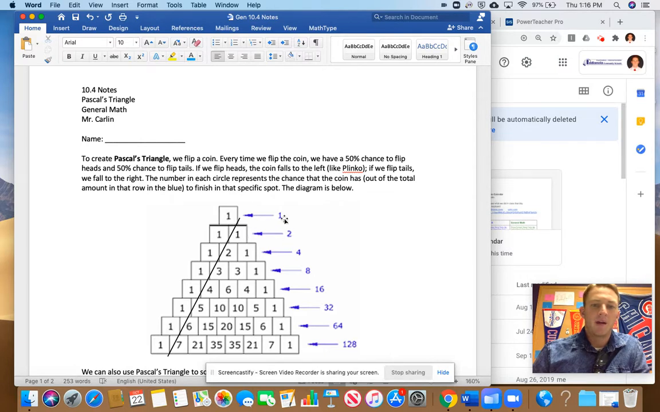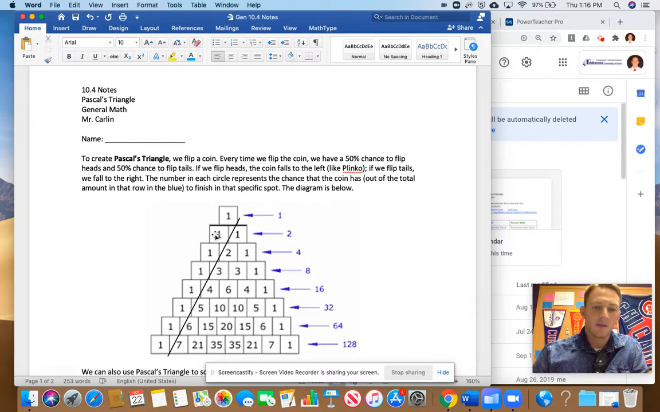So here's the first row, right? We just start with 1, and then we have two different options. We could either flip a heads or a tails, so that's 50-50. Well, half of 2 is 1 and 1, right? So let's say we flip a heads.